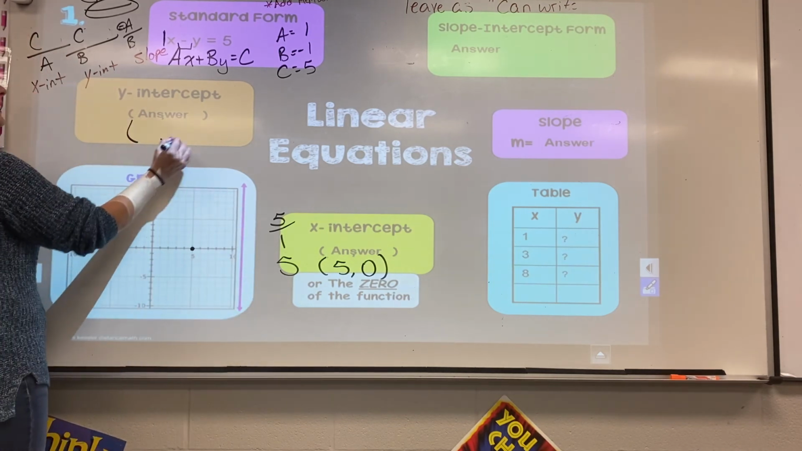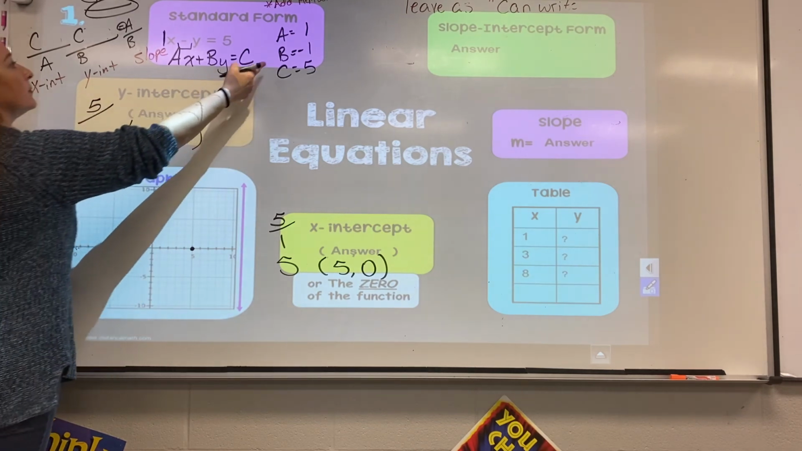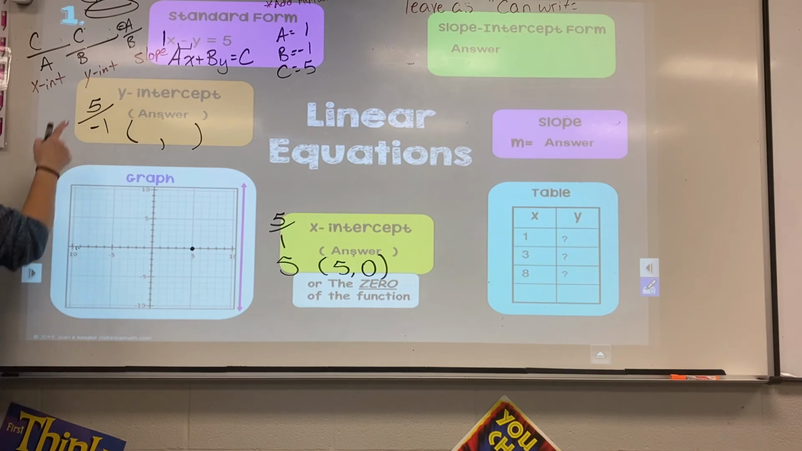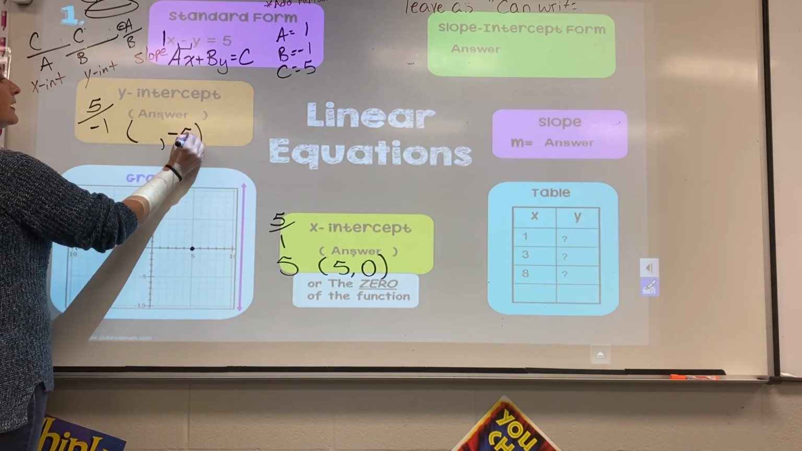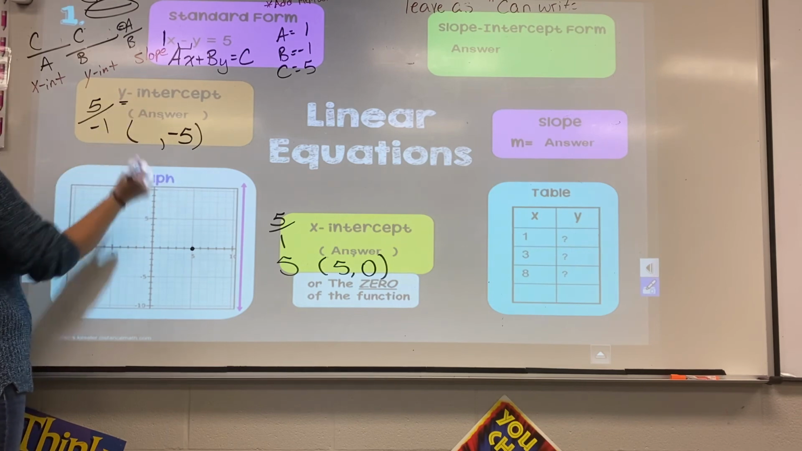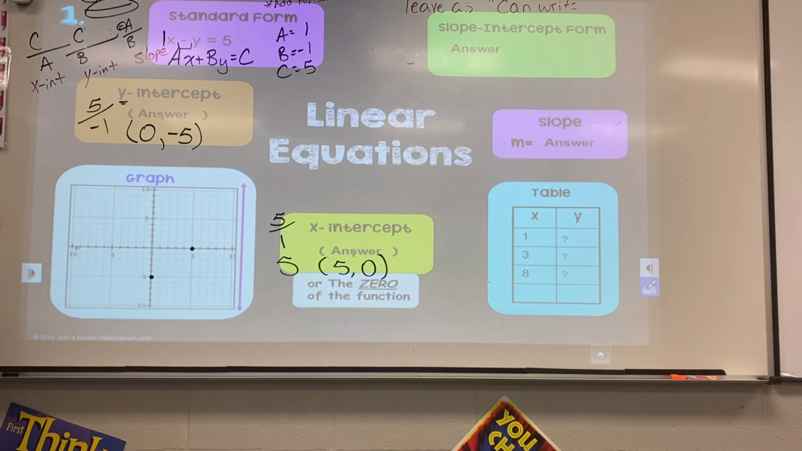So for the y-intercept, I'm going to take my C again and divide it by my B, which is negative 1. So 5 divided by negative 1 is negative 5, and that's my y-coordinate because it's my y-intercept, and my x is always going to be 0 for my y-intercept.